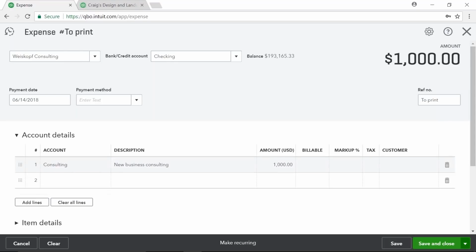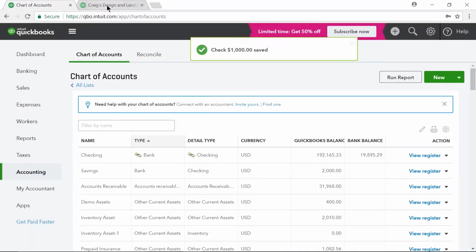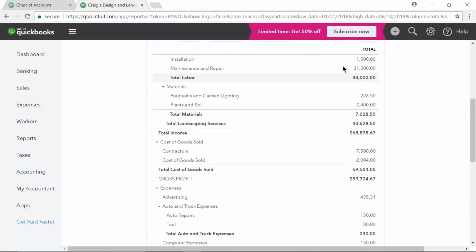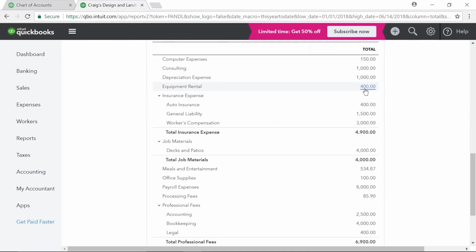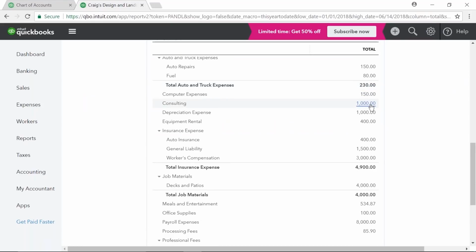And whenever I record this, and then go check out my profit and loss statement, down towards the bottom in the expenses area, I will see consulting. There's the $1,000. So that's how QuickBooks gets those numbers. It looks at all the transactions, adds up all the balances, and gives them to us collated and easier for us to digest here on these statements.